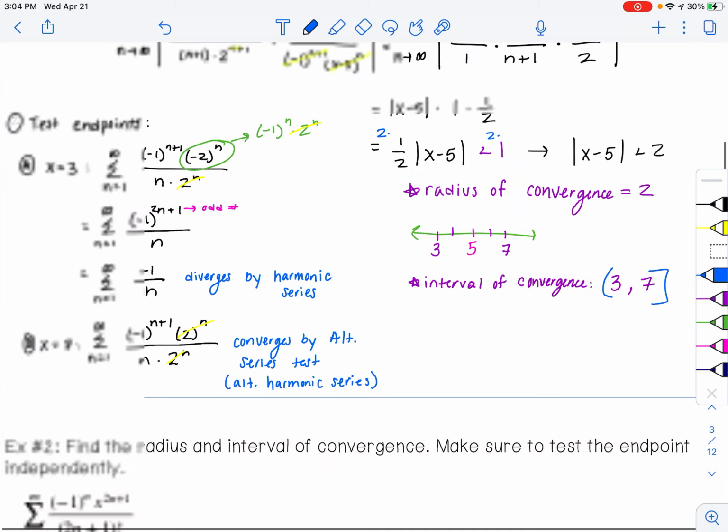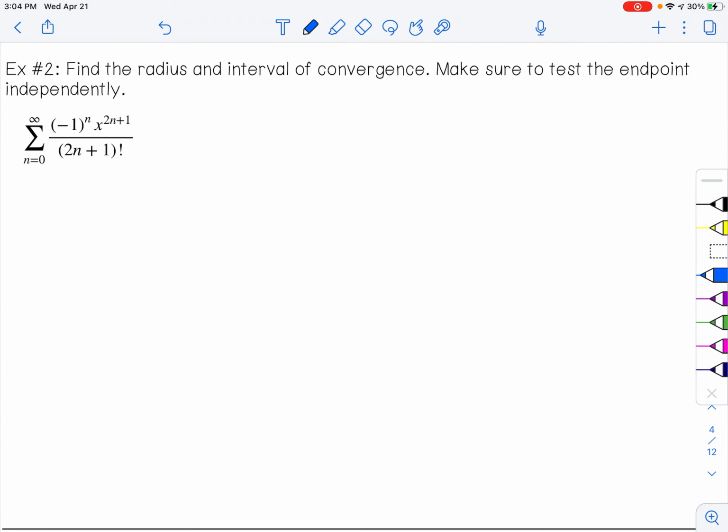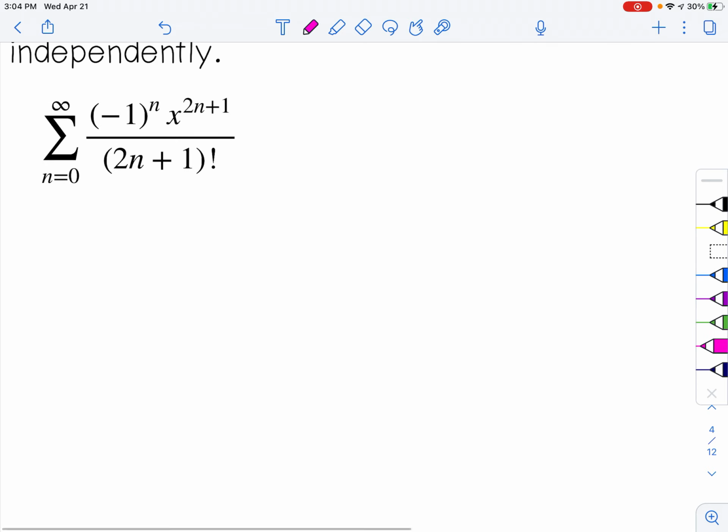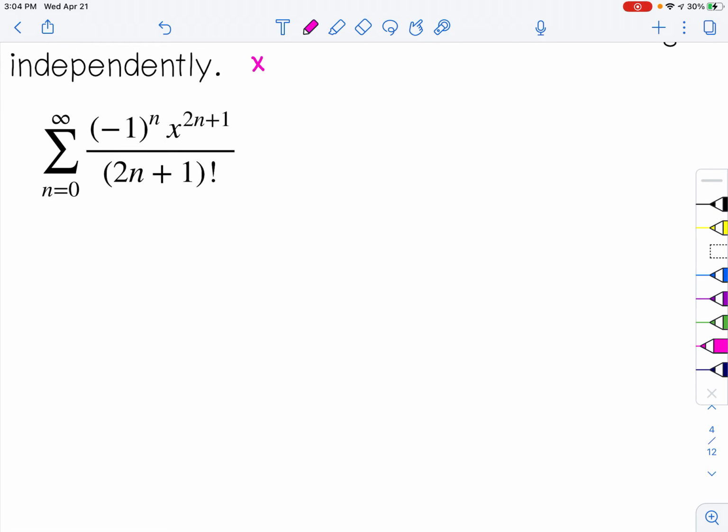So let's go ahead and do another one. So we're going to find the radius of convergence. We're going to do the exact same thing for this series. It looks a little bit more complicated. We got some factorials going on, we got some funky exponents on x. Totally okay. One thing to notice here is we don't see an x minus c, so that implies that c is equal to 0.